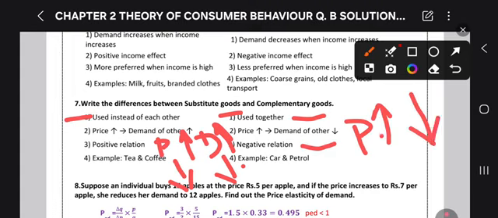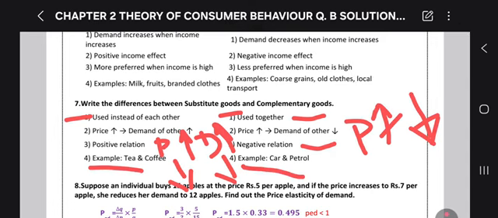When the price of milk and tea increases, demand reduces. Example of substitute goods: tea and coffee. Example of complements: car and petrol. Okay students, thank you.